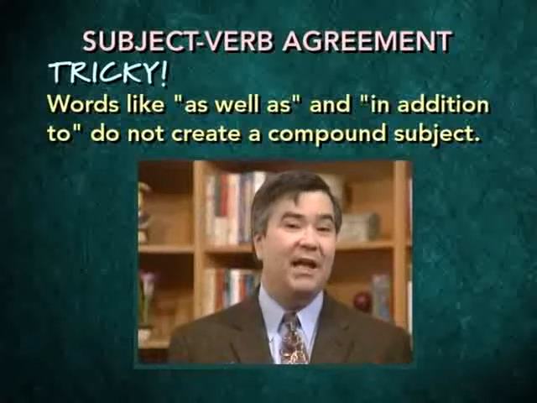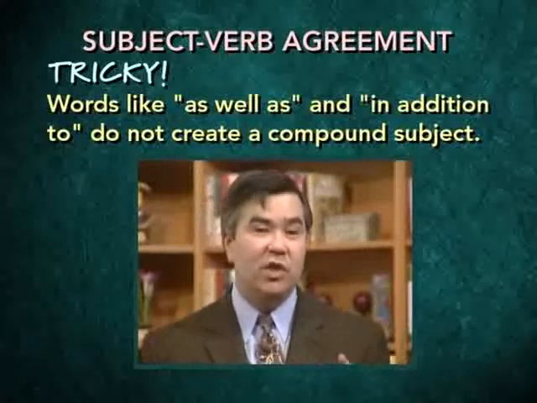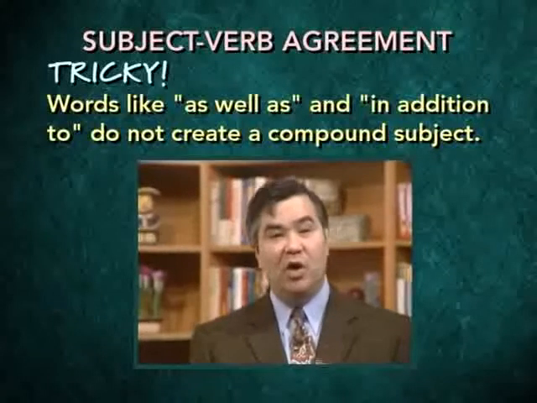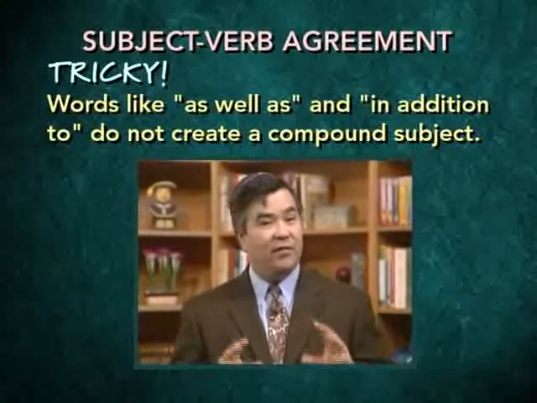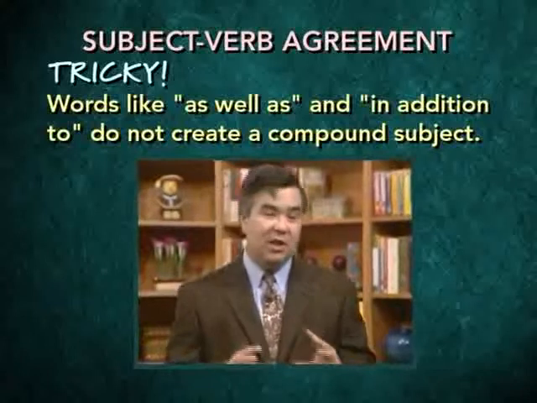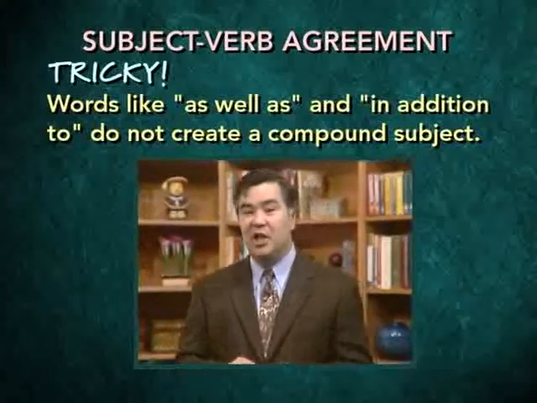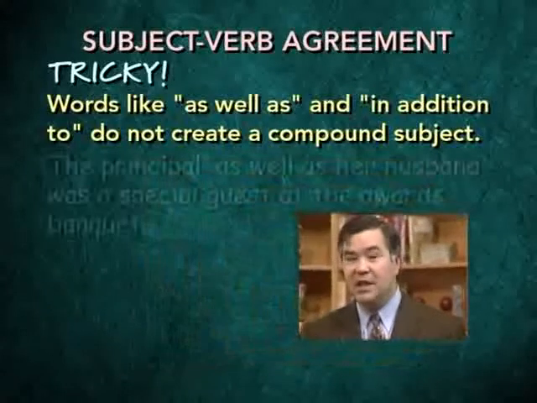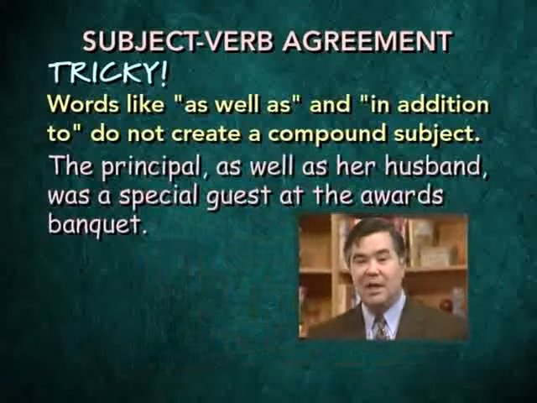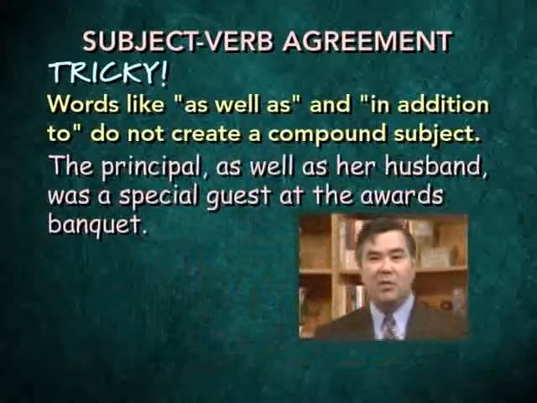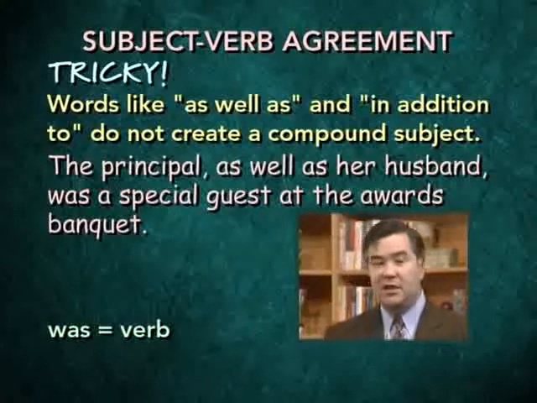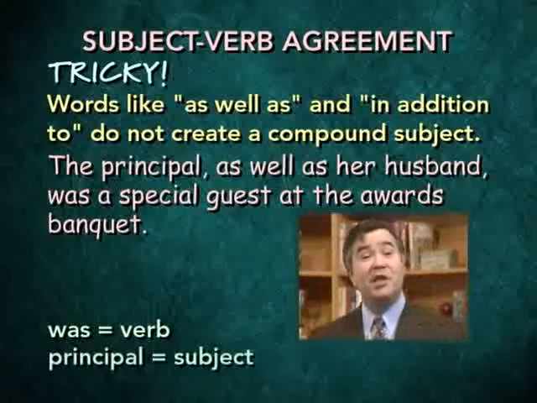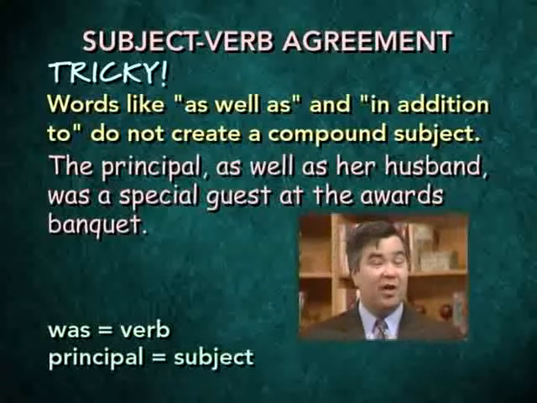The conjunction and creates a compound subject when it's used to join two words or phrases describing subjects of the verb. However, when the phrase as well as or the phrase in addition to is used in place of the conjunction and, the effect is different. Take a look at this sentence. The principal, as well as her husband, was a special guest at the awards banquet. The verb is was. What's the subject? Well, the subject is principal. Notice that her husband is not part of the subject in this case.